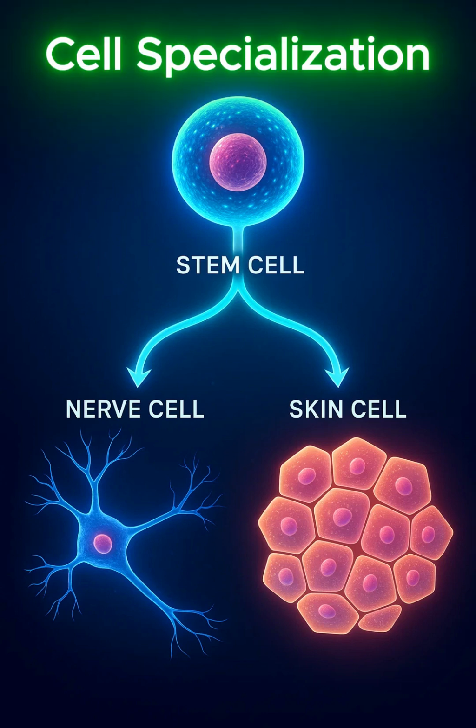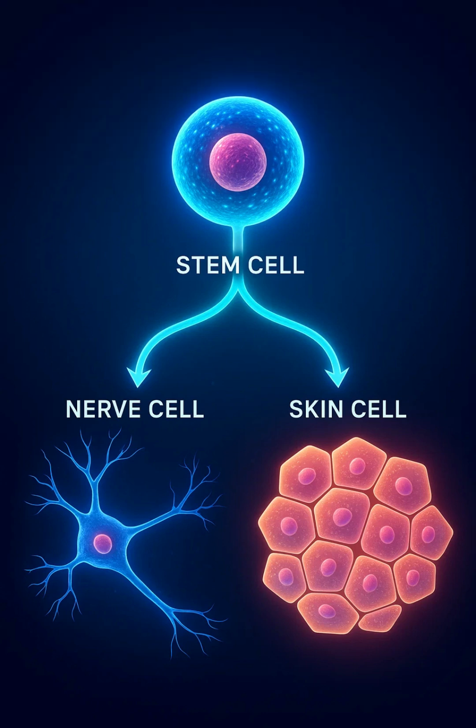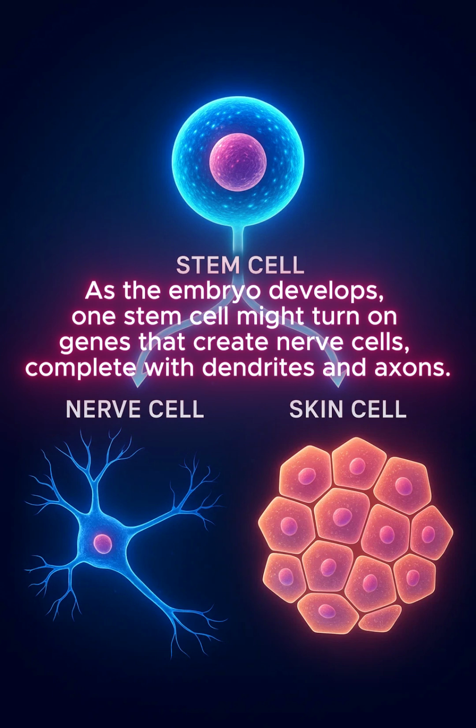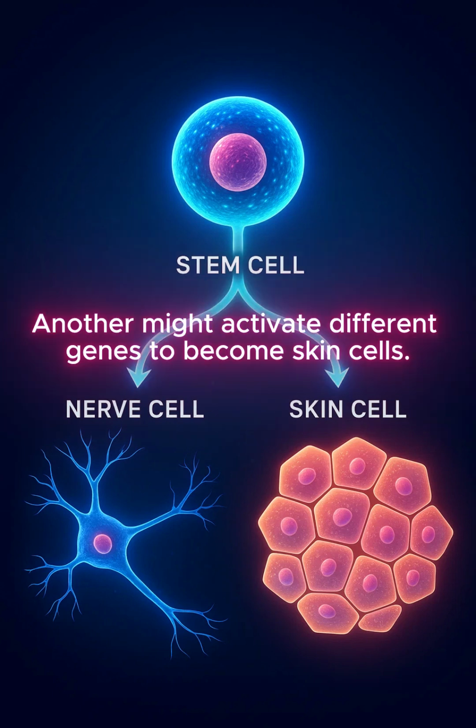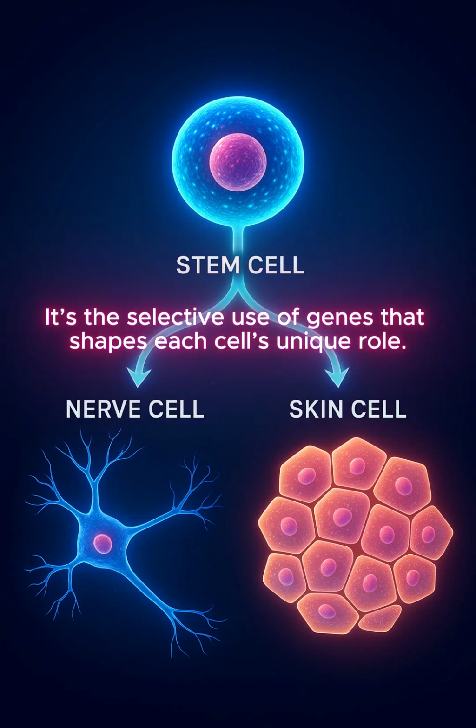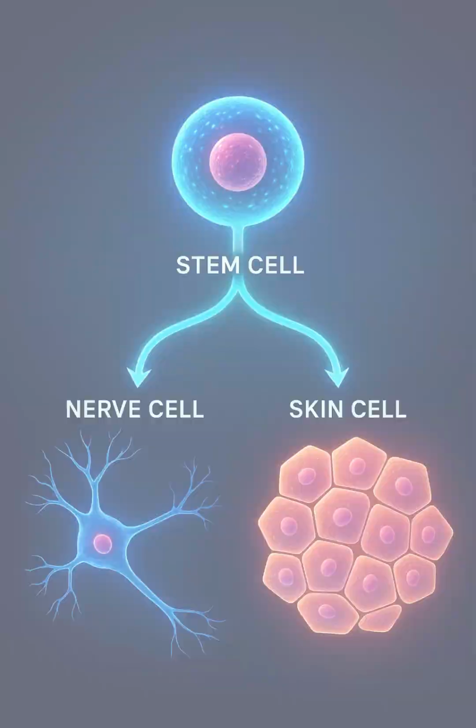Cell specialization: making a difference. As the embryo develops, one stem cell might turn on genes that create nerve cells, complete with dendrites and axons. Another might activate different genes to become skin cells. It's the selective use of genes that shapes each cell's unique role.